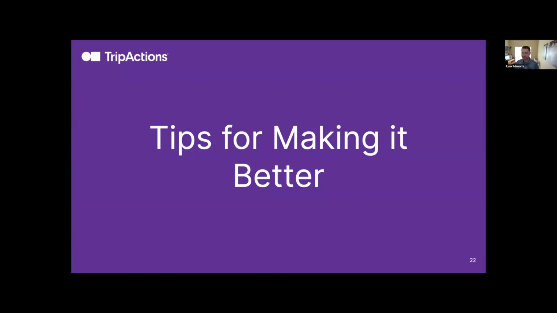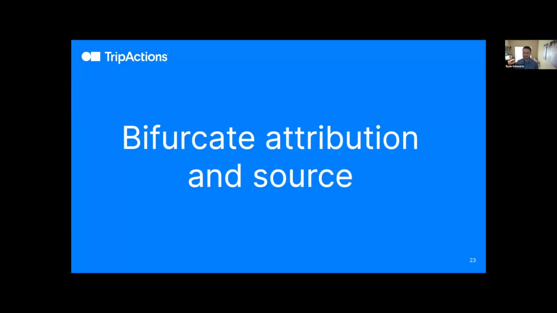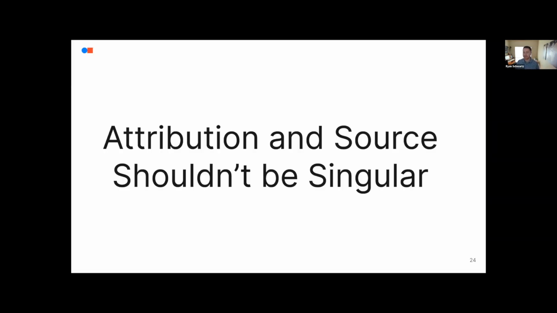We've made it pretty awesome. How do we make it better? My first recommendation here is to bifurcate attribution and source. I think there's this common belief that attribution and source needs to be singular. I disagree. I actually think it shouldn't be. It should be separate. So then it becomes, how do you define attribution and source?